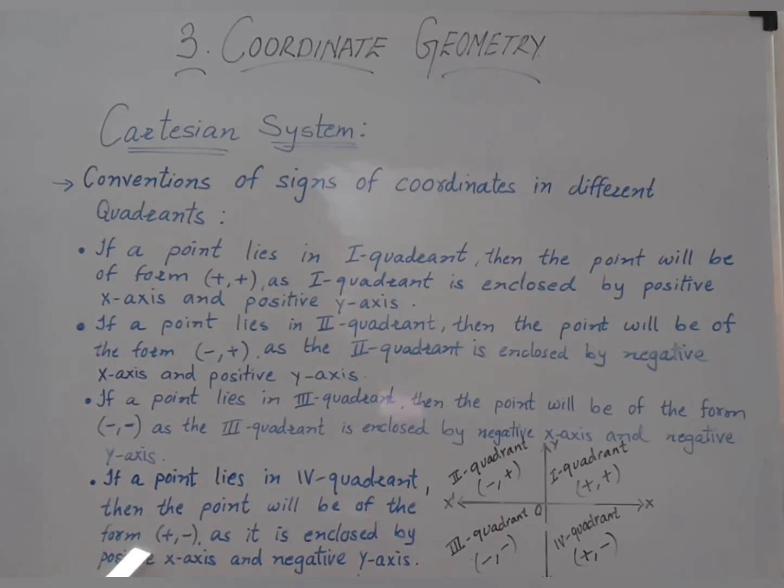Similarly, now for the last quadrant, that is if a point lies in fourth quadrant, then the point will be of the form (+, -), as it is enclosed by positive x-axis and negative y-axis. So in the fourth quadrant, the last quadrant, the value of abscissa is positive and the value of ordinate is negative, because here the x-axis is in the positive direction only and the y-axis has negative direction only.